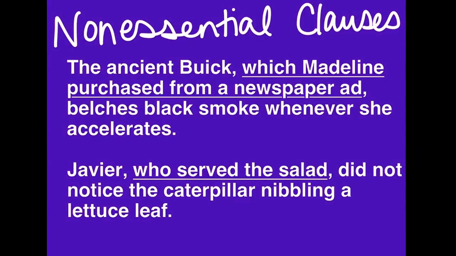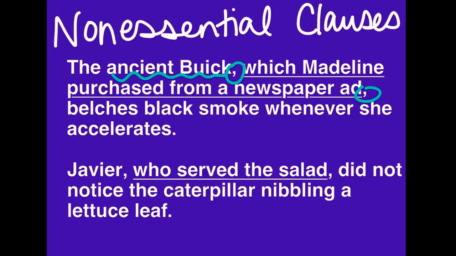The ancient Buick, which Madeline purchased from a newspaper ad, belches black smoke whenever she accelerates. Notice it's surrounded by commas because we already know which car you're talking about. You're talking about an ancient Buick. So it's not necessary for this clause to be here. It's just added flavor, which means we put commas around it. Let's look at the next one.